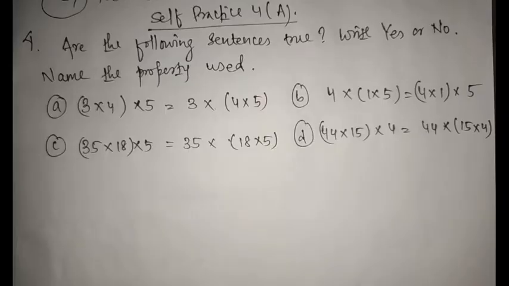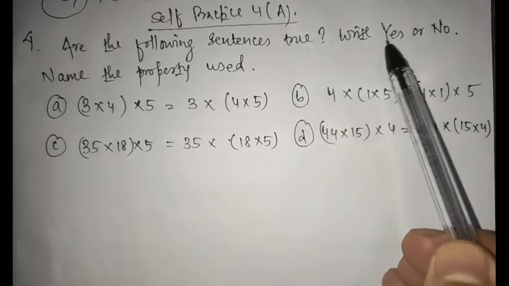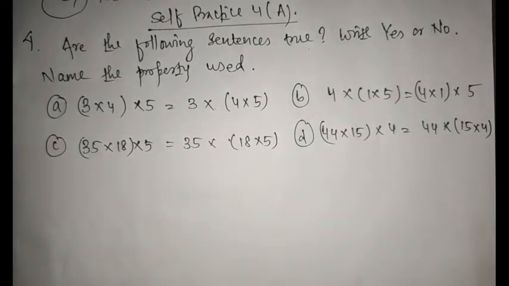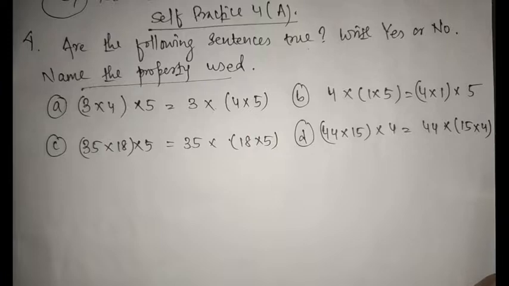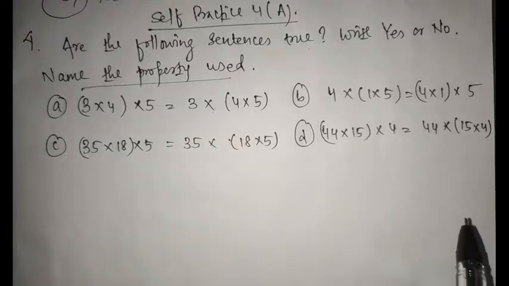So students, here we have question number 4. It states: are the following sentences true? Write yes or no. Name the property used. You have to say whether it is true or false, and then name the property used to get the result. We have discussed 5 properties till now.